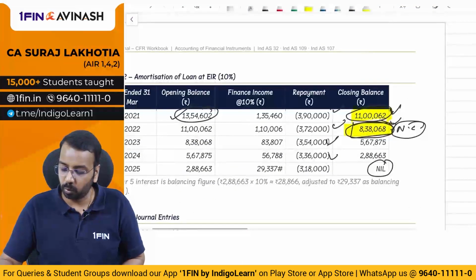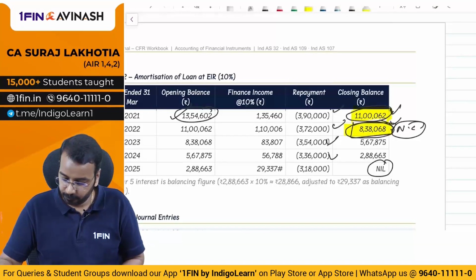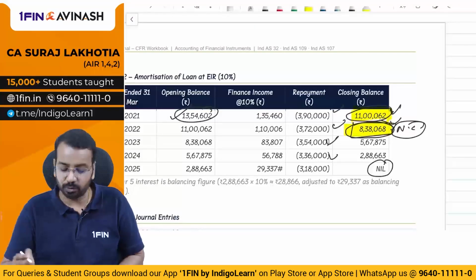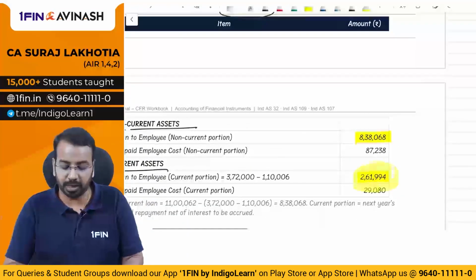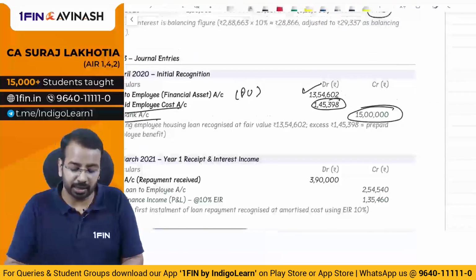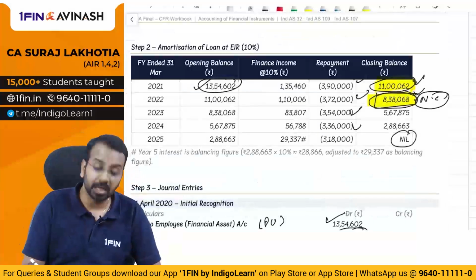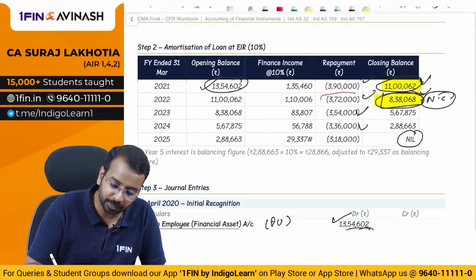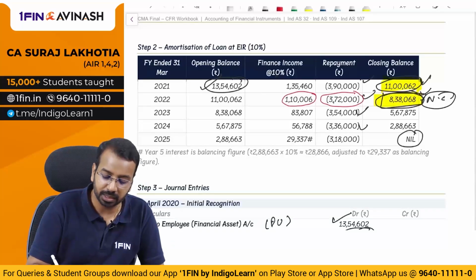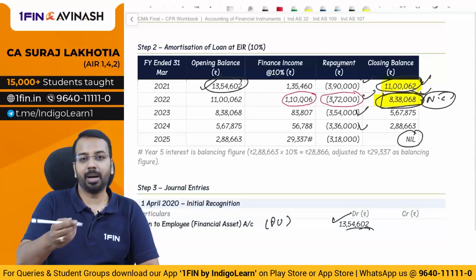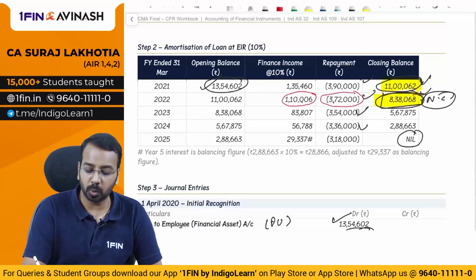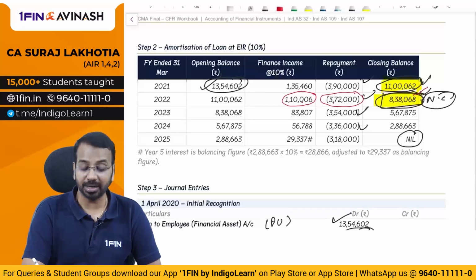So if you do 1100,0662 minus 838,068, you get 261,994. Another way to calculate this is whatever amount is repaid minus whatever is the finance cost. The difference between these two is current, balance is non-current. But the easier way is closing balance at the end of the next year is non-current, remaining amount is current.